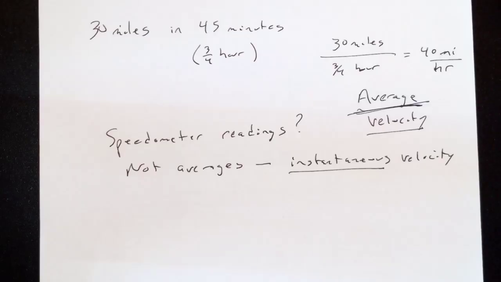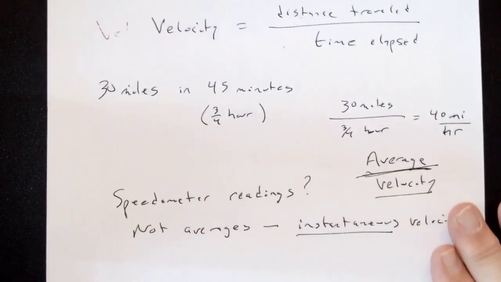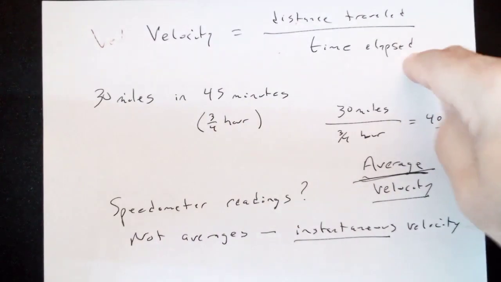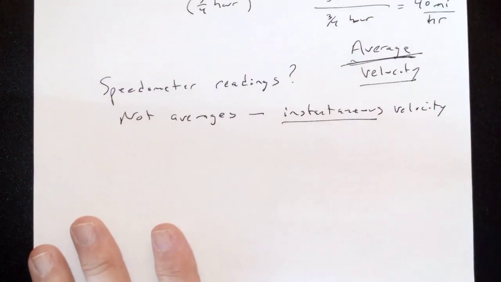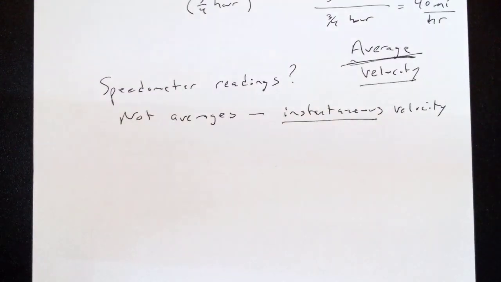Instantaneous. Wait a minute. Velocity is distance traveled over time elapsed. What do you mean by instantaneous? It's not moving at all in that snapshot, but there is still an instantaneous velocity at that moment. It's how fast that thing is going at that moment.